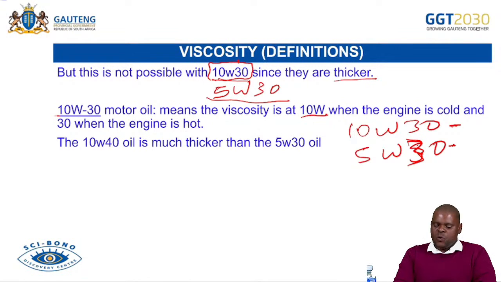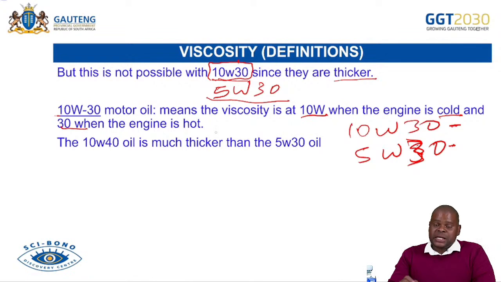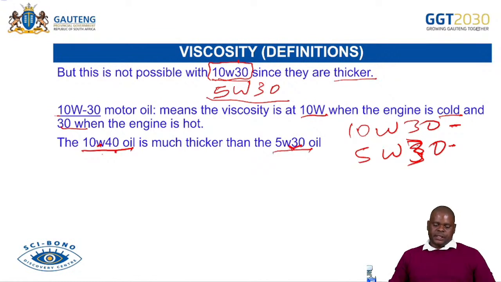Then we continue with saying, if I have this motor oil, it means that viscosity is 10 when the engine is cold and 30 when the engine is hot. This is what I said before. And then we say this oil is much thicker than this one. Can you see? This one is even more thick than this one. Are we together? Okay.